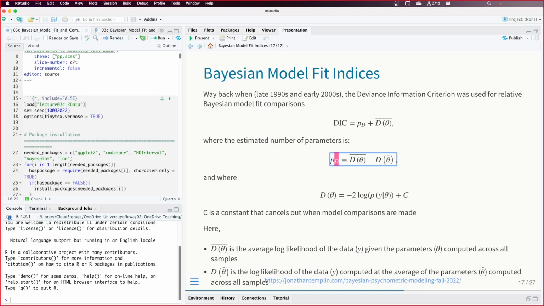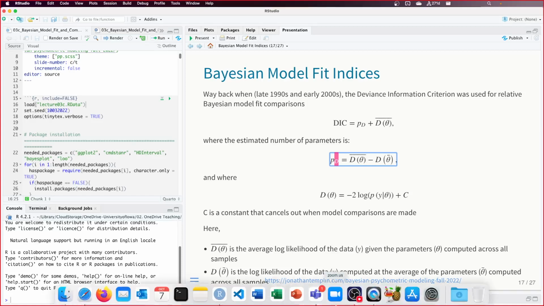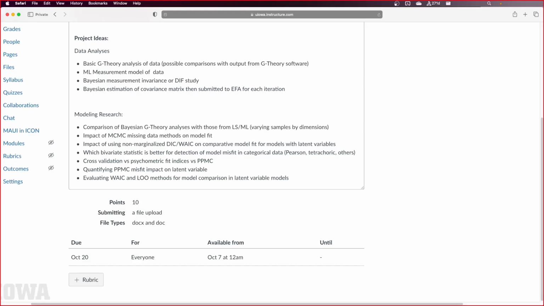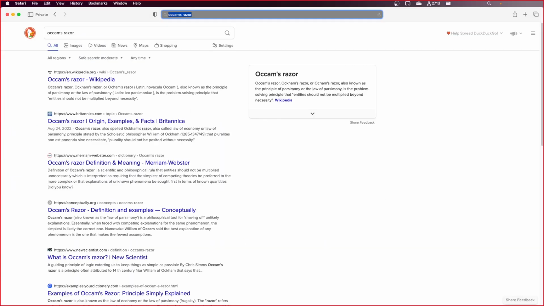Now, before I go too much further, I've had some problems with that idea before, right? I've heard people in reviews of some of my papers say, oh, what about Occam's razor? You remember that? You know what Occam's razor is? There was a philosopher, I believe, William of Occam. Let's see if I can get this right. Principle of parsimony.